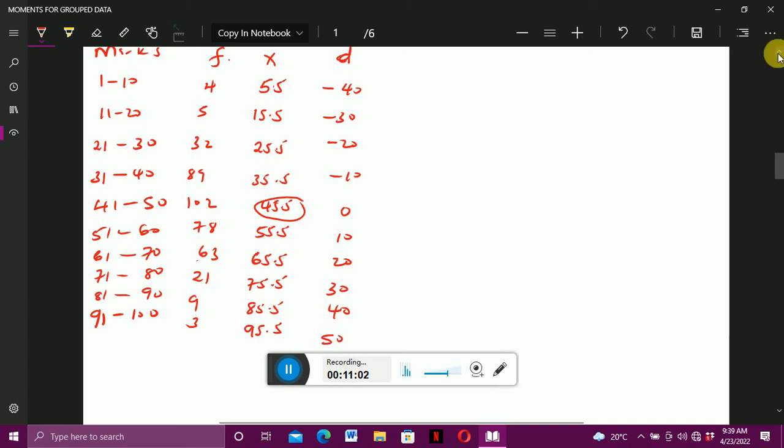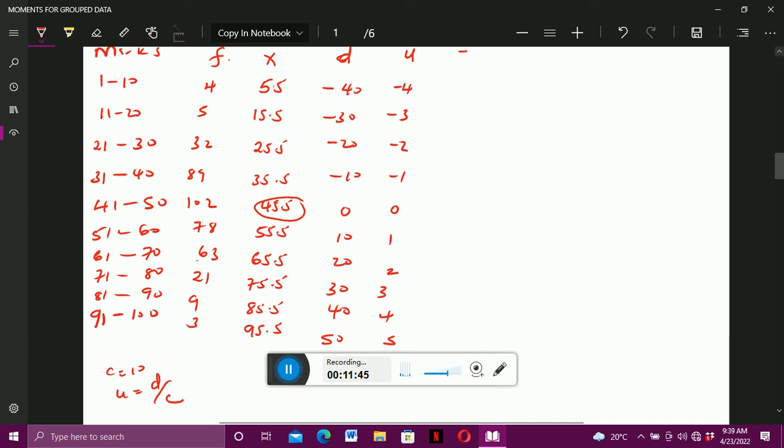Now our deviations are big, and we can see each of them is a multiple of 10. So we can make them smaller by dividing them by a constant. And in this case, we are going to take our constant as 10. So here we are going to have a column for u, because now u is every d divided by a constant. So we are going to get negative 4, negative 3, negative 2, negative 1, 0, 1, 2, 3, 4, and 5 as our ui's.